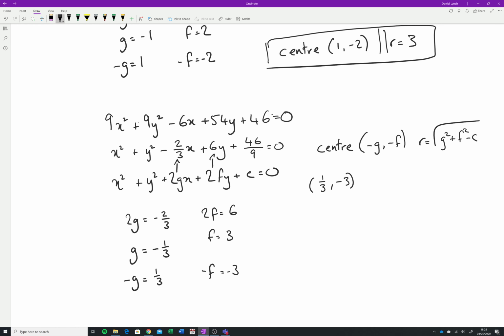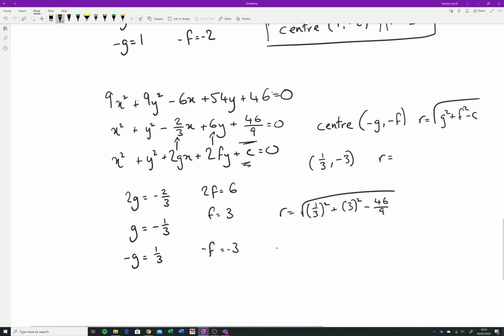And now it's just about getting the radius. So the radius is equal to the square root of g squared, so that is 1/3 squared, I'll take my time with it, plus f squared, which is minus 3 squared, I'm just going to call it 3 squared, it doesn't matter, plus c, wasn't it? No, minus c, whoops, minus c. So what's c? c is that annoying value there, so minus c is minus 46/9. Oh, how awful. What's it equal to?